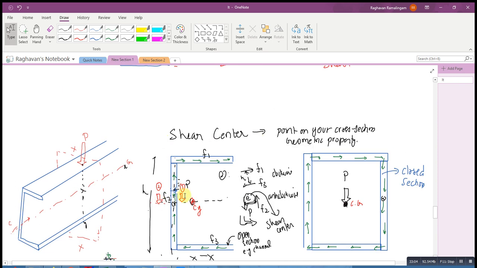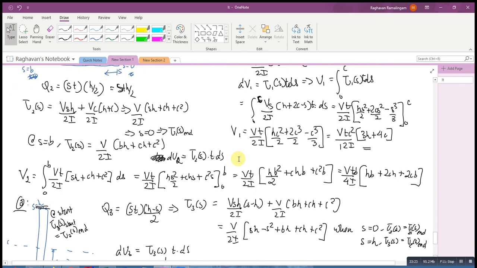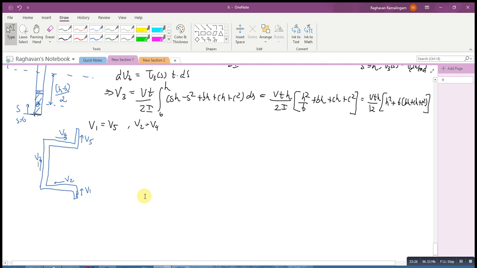Now I'll apply the same principle as I told over here. I'm going to find the moment within the plane of the cross section, and I want to equate it to 0, because the shear center means the place where the external load should be applied such that the twisting is prevented, or in other words, the moment acting on the plane of the cross section should be 0. So I can take any point, but I'll choose particularly the center of the web, because when I take moments about the center of the web, V3 will vanish in the equation. The moment component due to V3 will vanish if I take moments about this point.